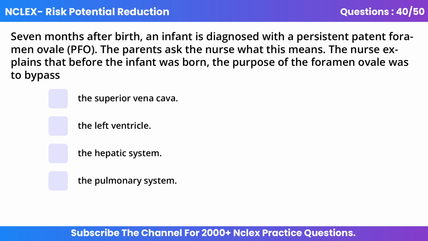Question 40. 7 months after birth, an infant is diagnosed with a persistent patent foramen ovale, PFO. The parents ask the nurse what this means. The nurse explains that before the infant was born, the purpose of the foramen ovale was to bypass D. The pulmonary system.